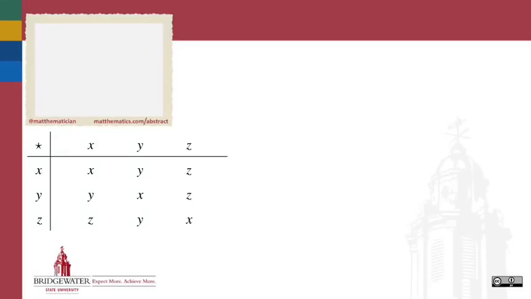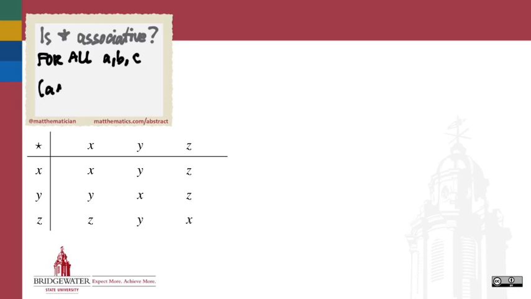So in daily work 4, you had this table to work with. And the question that I asked you about this table is: is this operation associative? Is star associative? And again, remember what associative means. There's this implicit quantifier, not implicit, we're making it explicit: for all A, B, and C, we need to have (A star B) star C equals A star (B star C).